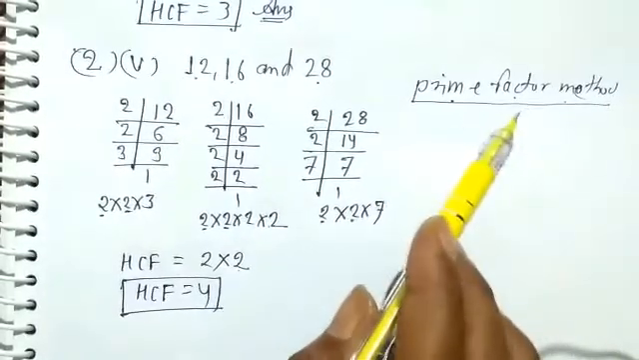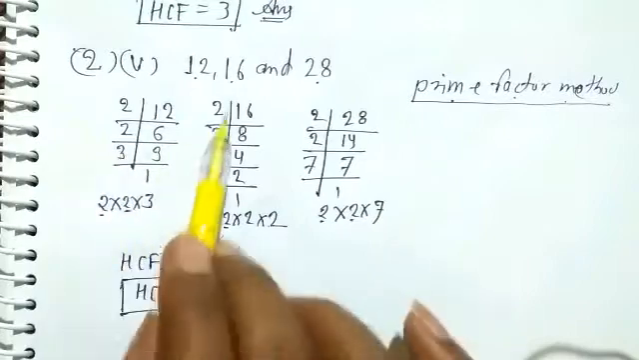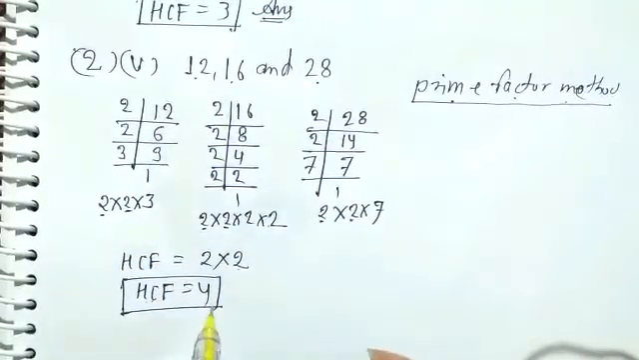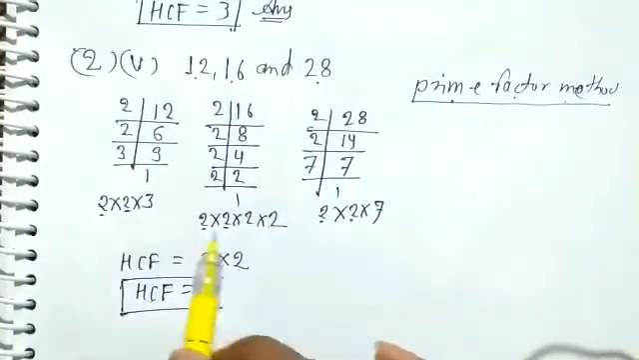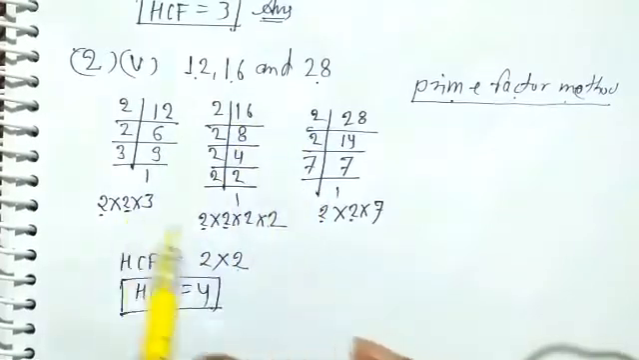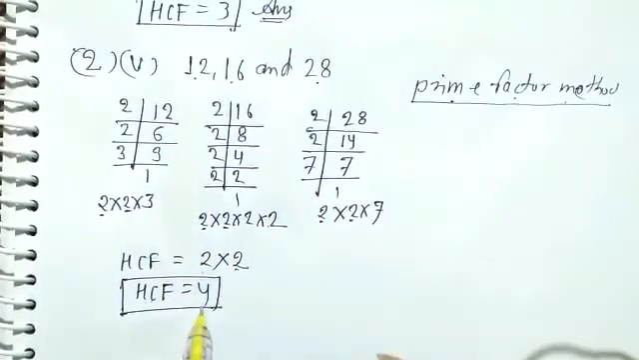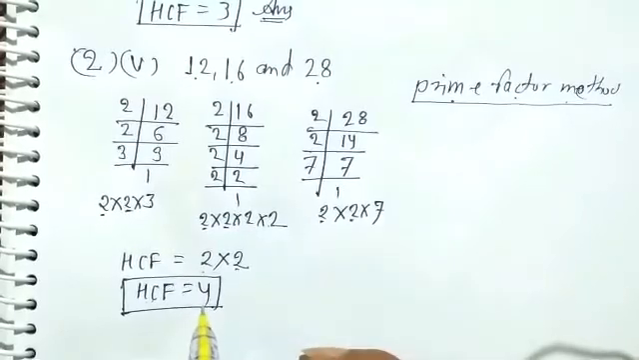So using this method, first of all find out the prime factors, then find out the HCF. Whichever factors are common in all these numbers, that will be the HCF of these numbers.